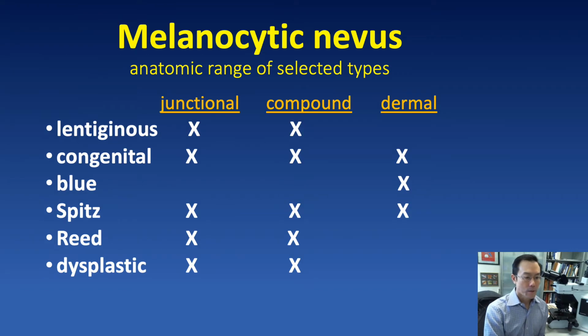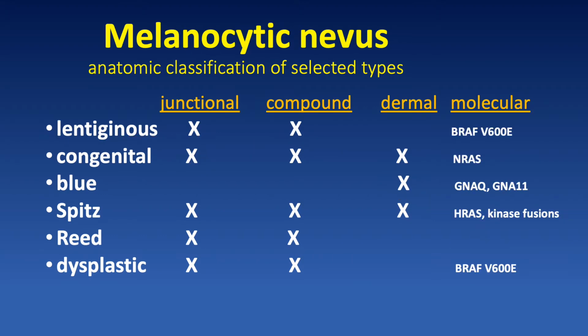If we take a look at some of the most common forms of melanocytic nevus, we can see that there are some anatomic differences that can be diagnostically helpful. So for example, a lentiginous nevus needs to be either junctional or compound because that lentiginous growth pattern is a feature of the junctional component. Congenital nevi can do anything, although a purely junctional congenital nevus is quite rare. Blue nevus must be purely dermal, no junctional component. Spitz can do anything, etc. And this is in a manner that has been largely corroborated by our understanding of the molecular underpinnings of these different forms of nevi.